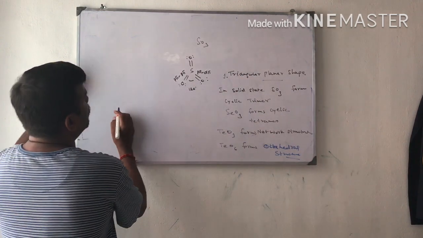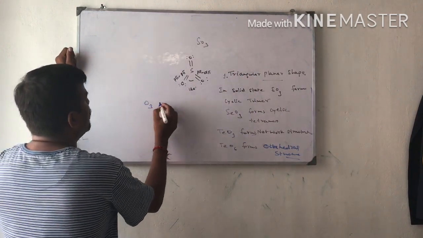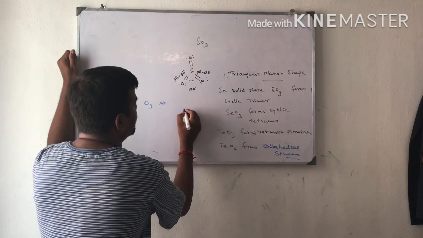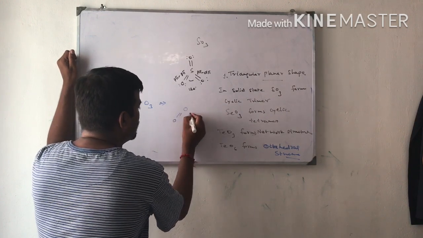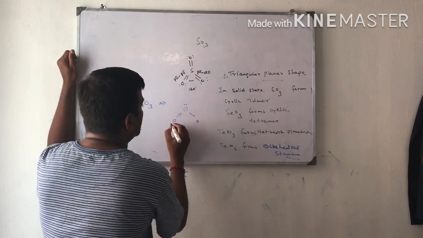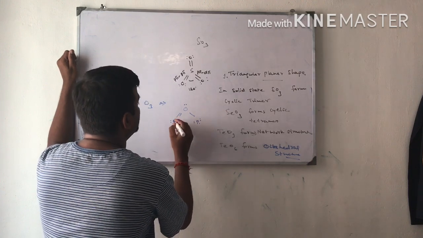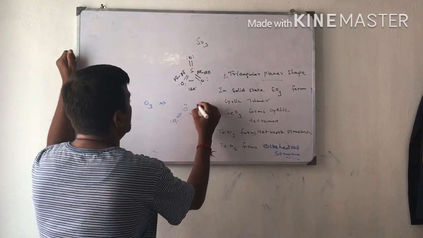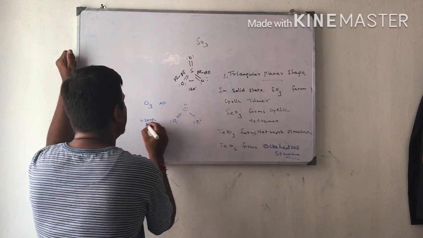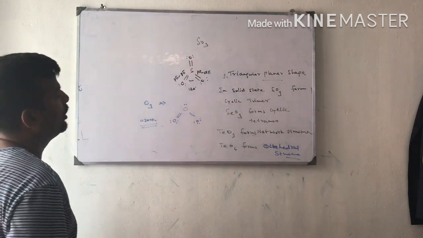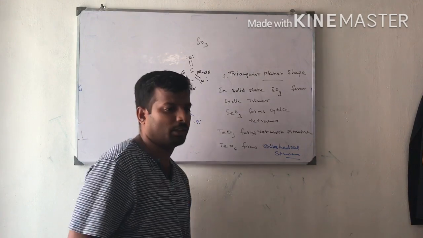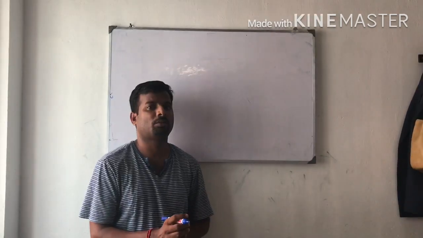Not only this, ozone, O3, also has a triangular planar shape. Oxygen with single bond, double bond, like this. This is the structure of ozone, O3. This is also a trioxide. All these things we have explained in the class.